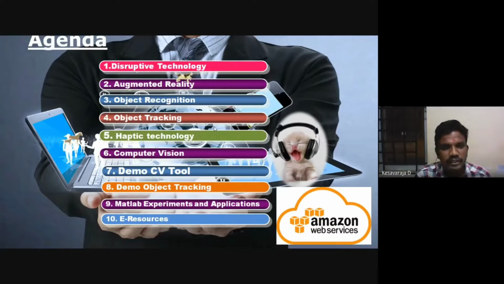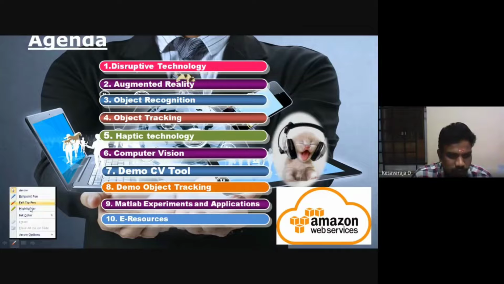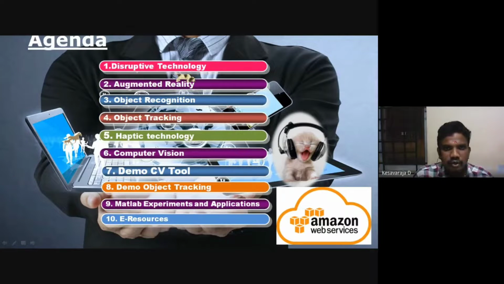A very small agenda for the first session. It starts with a small intro, then a small intro on disruptive technology. Then we directly enter one or two slides on augmented reality. Then the theme of this 1.5 hour session: object recognition and tracking in augmented reality using MATLAB.